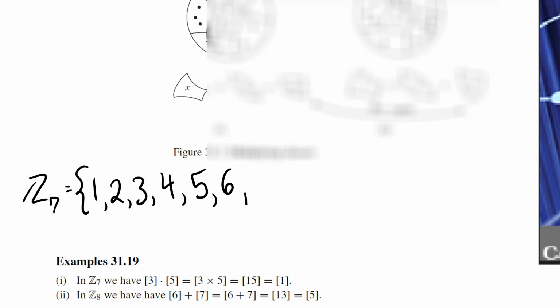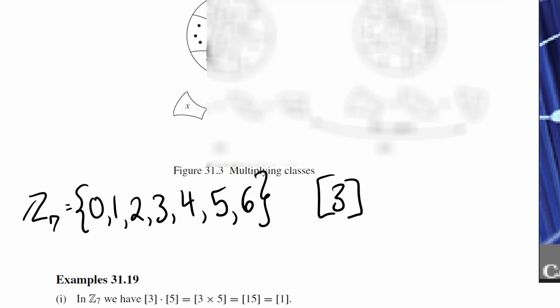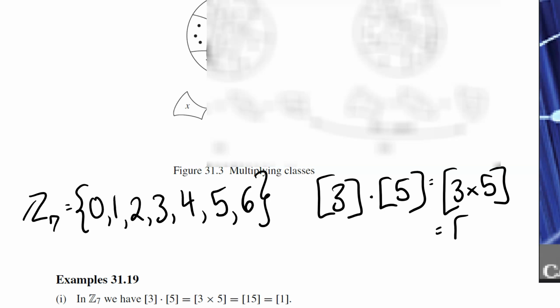Okay, so here Z7 is 1, 2, 3, 4, 5, 6, 7. Or maybe we should have added 0 in the front. I like that better, and that's typically how people do it. Okay, so 3 times 5. Well, that's going to be equal to the equivalence class of 3 times 5, which is 15. Well, 15 mod 7 is 1, because we can subtract 14 from it.